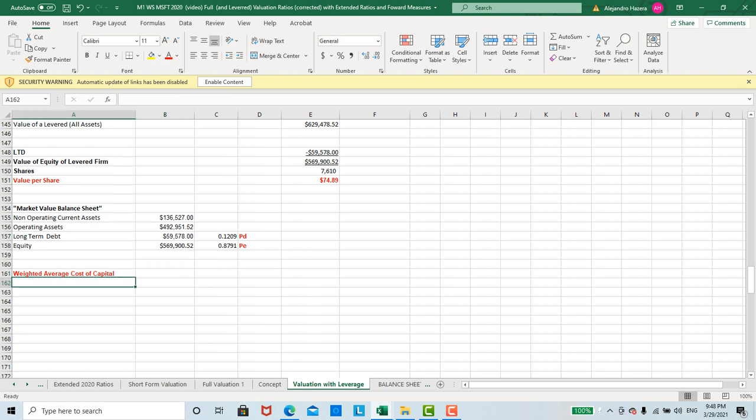Okay, now we're going to get the same number using the weighted average cost of capital approach. In this approach, it's exactly what it says: the weighted average cost of capital. So we're going to use this weight to weight the cost of debt, and this weight to weight the cost of equity, and then we will come up with a weighted average cost of capital and use that as our discount rate, using a no growth formula. There are a couple of inputs that we've got to calculate first.